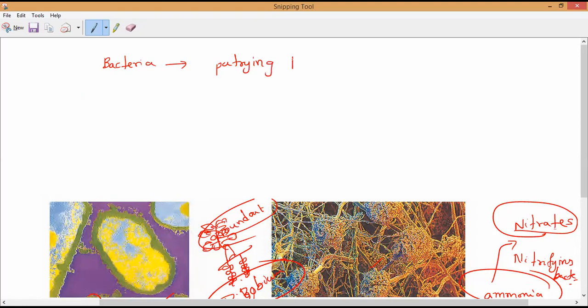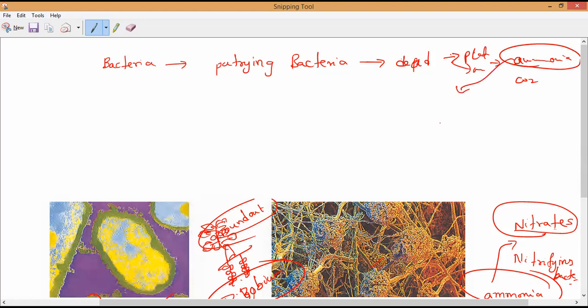Putrefying bacteria means what? Putrefying bacteria will convert complex organic matter, meaning the dead bodies of plants and animals, into ammonia and other substances like carbon dioxide. Now this ammonia cannot be used by plants directly. So it must be converted into what? Simple nitrates, which help plants to grow. This conversion of ammonia into nitrates is done by nitrifying bacteria.